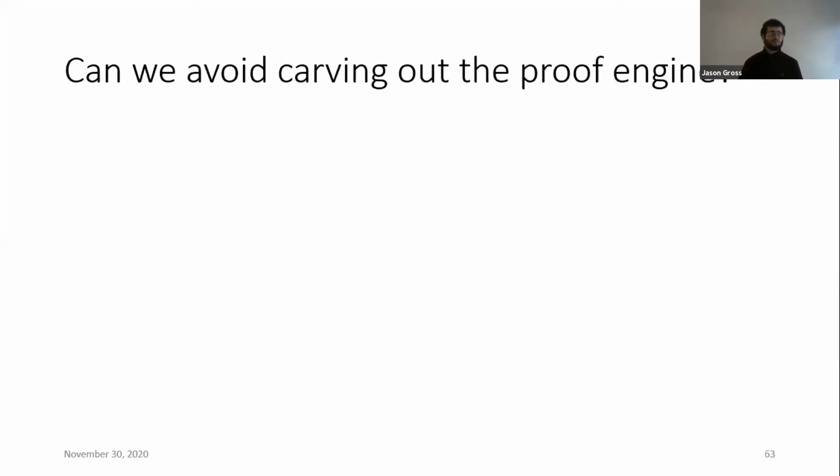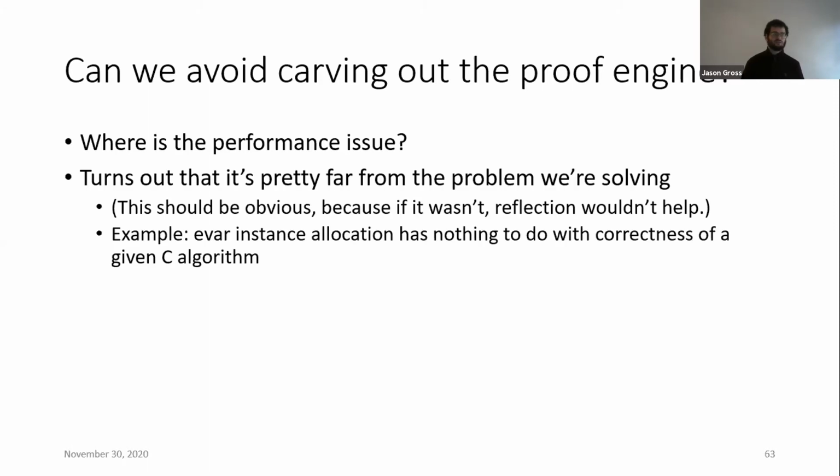This brings up the question, can we avoid carving out the proof engine? To answer this, we need to look at where the performance issue actually is. And it turns out, in my experience, that it's pretty far from the problem that we're solving. This should be obvious in some sense, I claim, in retrospect, because if it wasn't far from the problem we're solving, doing it reflectively wouldn't help at all.